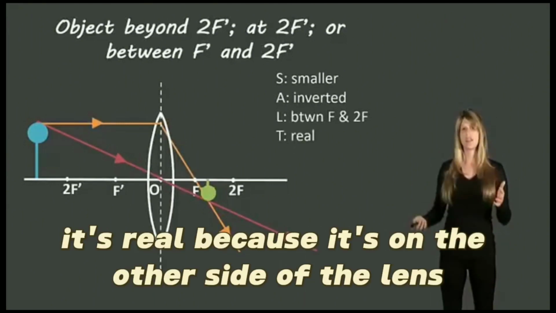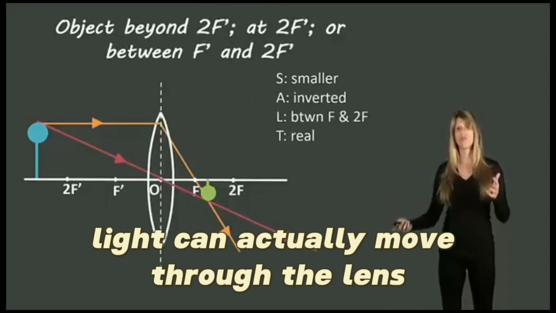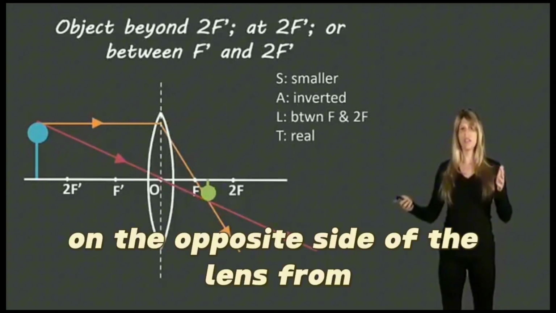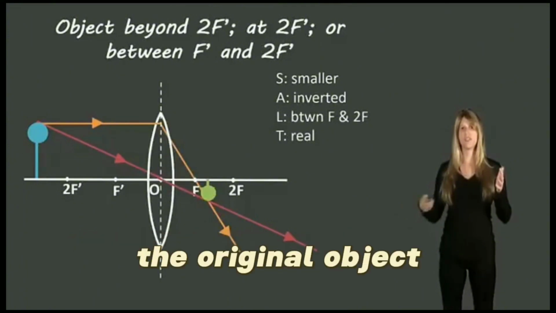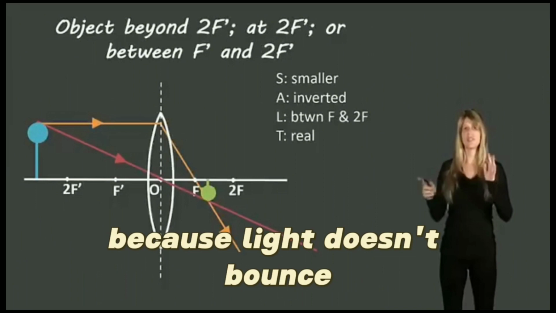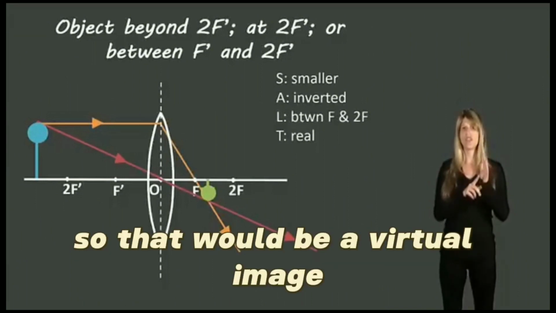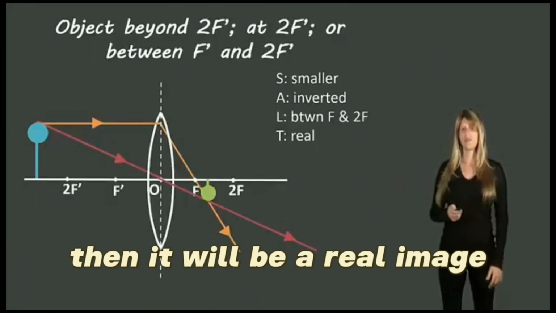It's real because it's on the other side of the lens, and because lenses are transparent, light can actually move through the lens. So if it ends up on the opposite side of the lens from the original object, that is real. If it was on the same side, then that would be virtual, because light doesn't bounce off of the lens and come back like it would with a mirror. If it's on the opposite side, then it will be a real image.